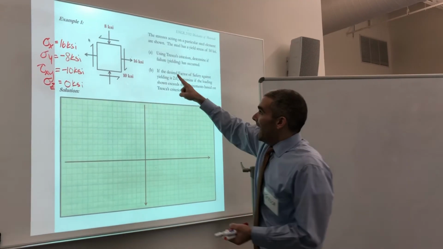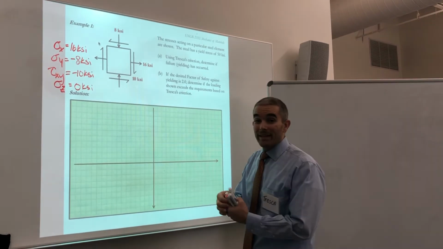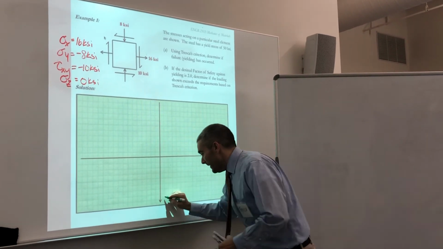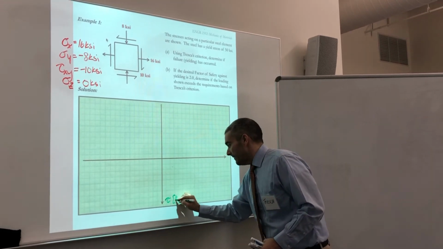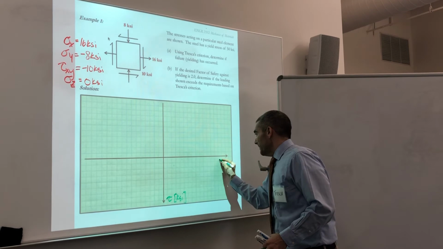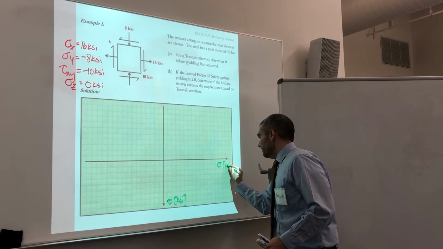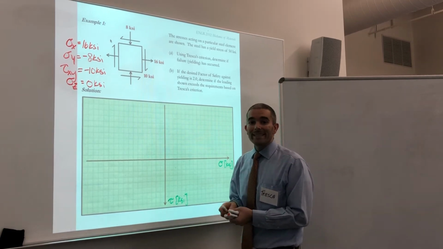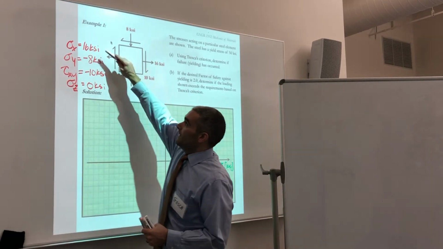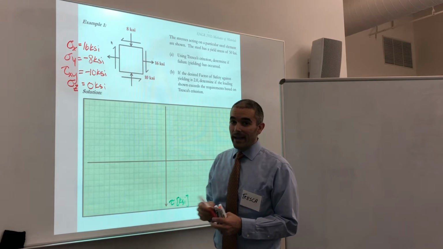So we now walk through our steps of Mohr's circle. We set up a coordinate axis with tau positive downward, and I'll go ahead and give some units. Sigma positive to the right. Step 3, we plot our points. We plot a point at sigma x comma tau xy. So that's going to be 16, negative 10.